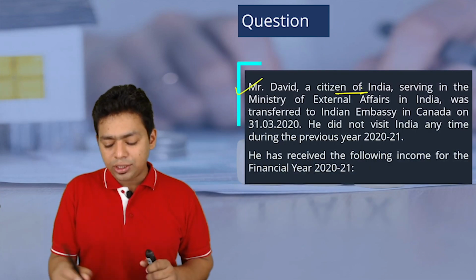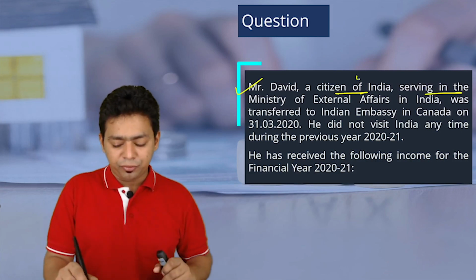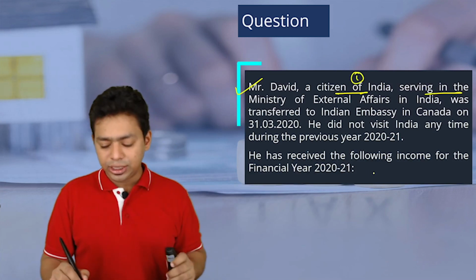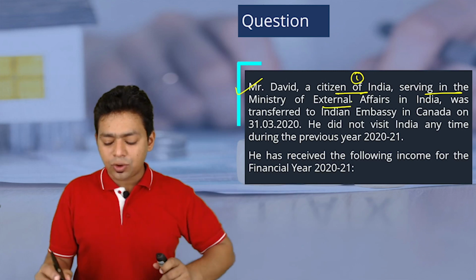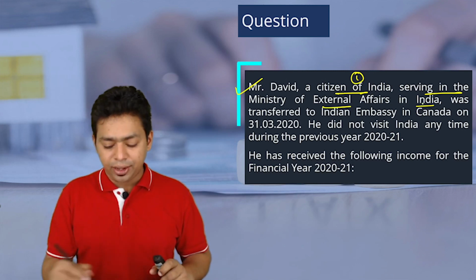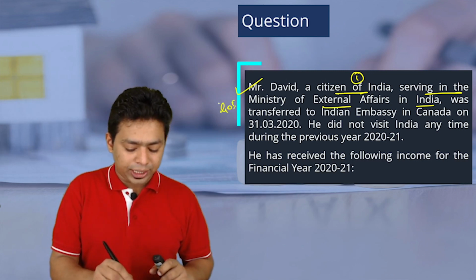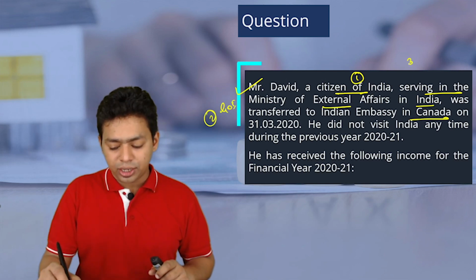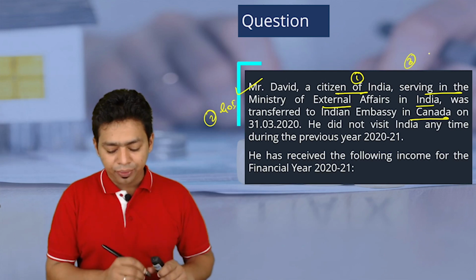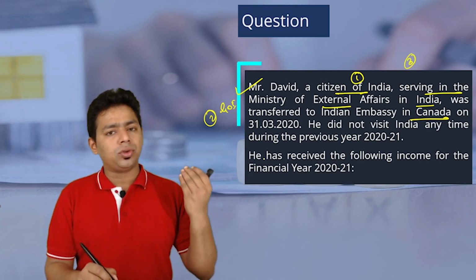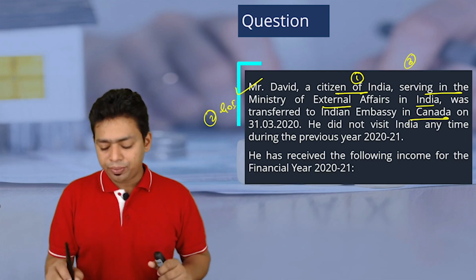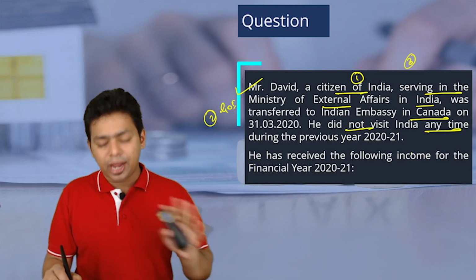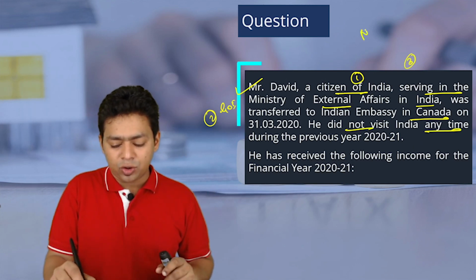Mr. David, a citizen of India. First condition, Mr. David is a citizen of India serving in the Ministry of External Affairs in India. So he is a Government of India employee. Second condition, he was transferred to the Indian Embassy in Canada. Third condition, he is serving outside India. On 31st March 2020, last year only, he was transferred. He did not visit India any time during the previous year. So definitely he is a non-resident.